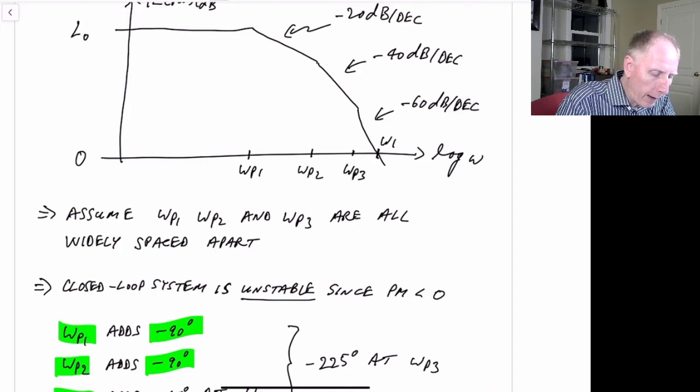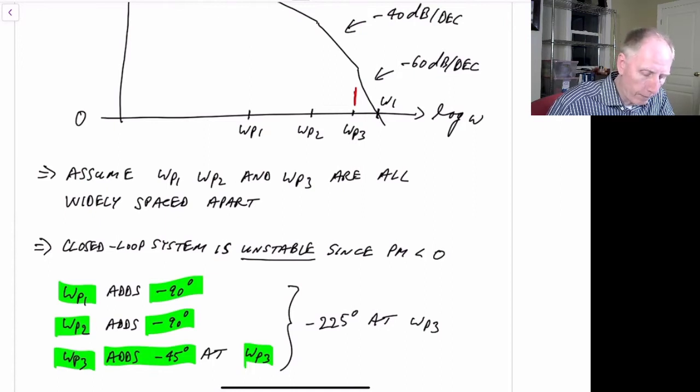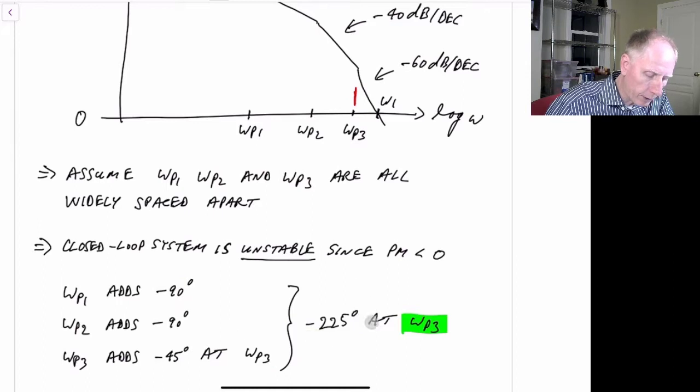But we know then at omega P3, we have another 45 degrees of phase right at omega P3. So we have another minus 45 degrees here at omega P3, and we still have not reached omega 1. So we're at minus 225 degrees of phase at omega P3, and we haven't reached omega 1 yet, so we definitely have a negative phase margin. And recall, we did say that these are widely spaced, and that's why I can say that by the time I reach omega P2, we're already at minus 90 degrees because it's at least 10 times larger than omega P1.